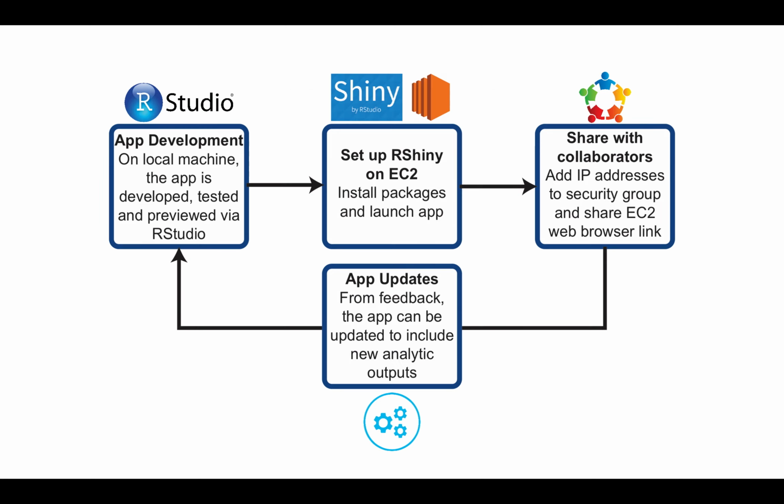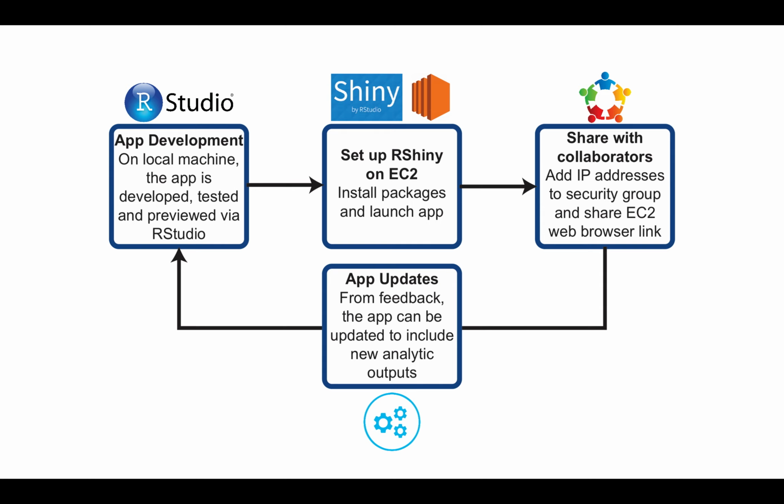And to give you guys a bit of a more detailed overview, the app is developed on a local machine on RStudio, and it's tested and previewed to make sure it looks as desired. It is then set up on an EC2, so I have to fire up an EC2, make an elastic IP address, that way when I start and stop the instance, the IP does not change. And I install the packages, everything that's needed, and the application that I have previously developed. Then I share the link with my collaborators and they are able to view this app.